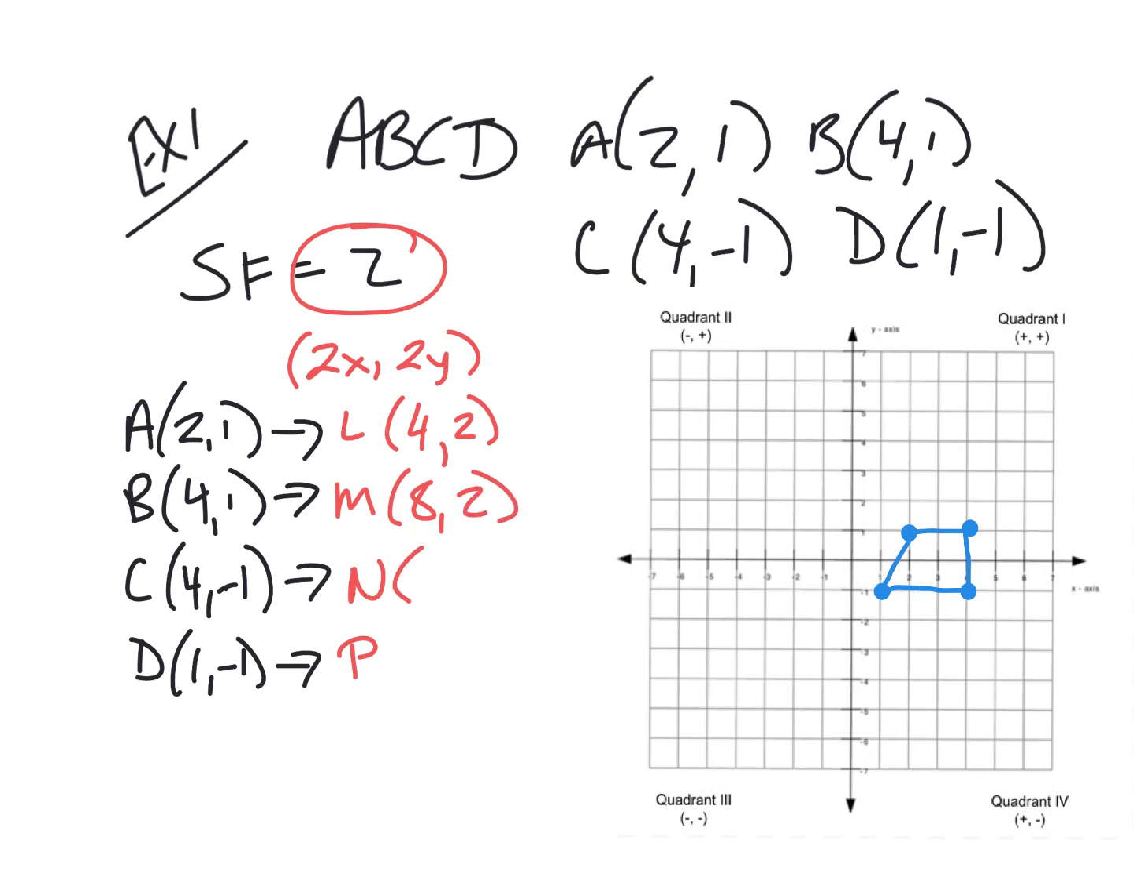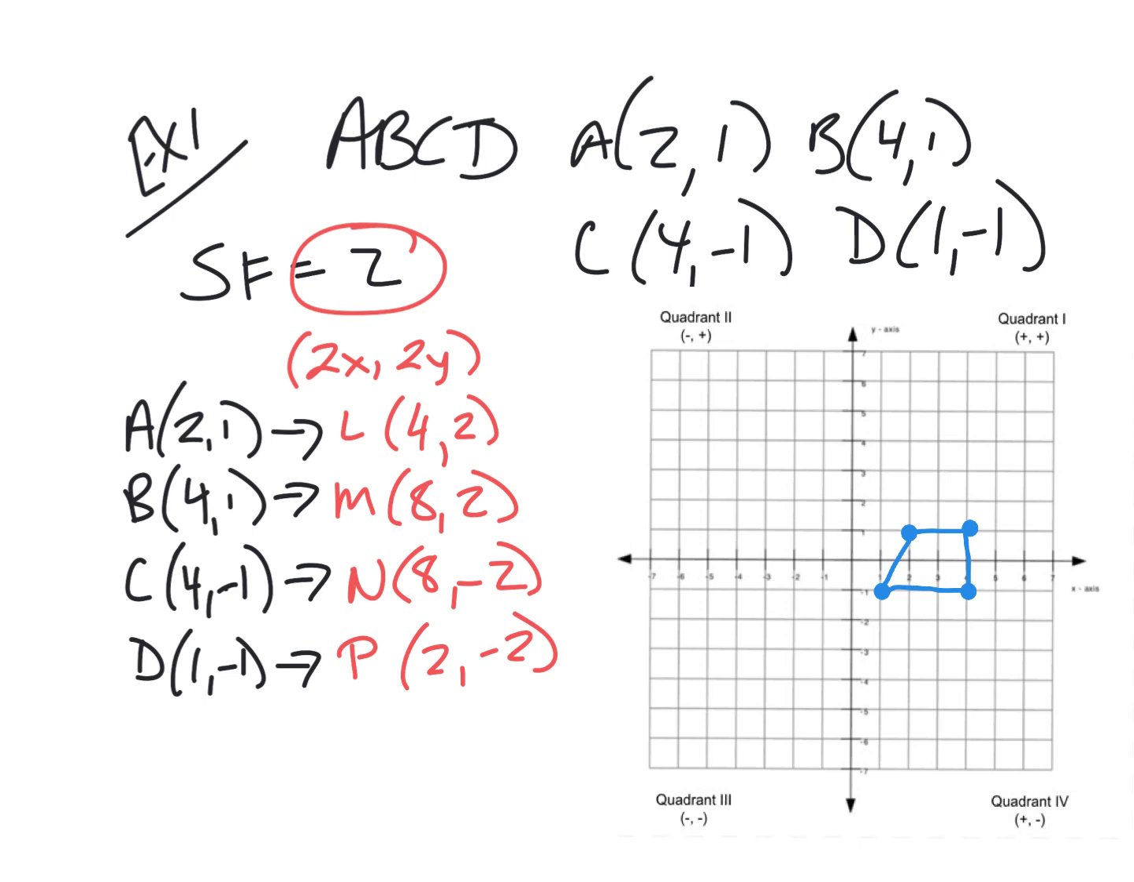4 times 2, 4 times -1, or 2 times -1. And the last one is 2 times 1, and 2 times -1. Very good. So now we just graph these 4 points.